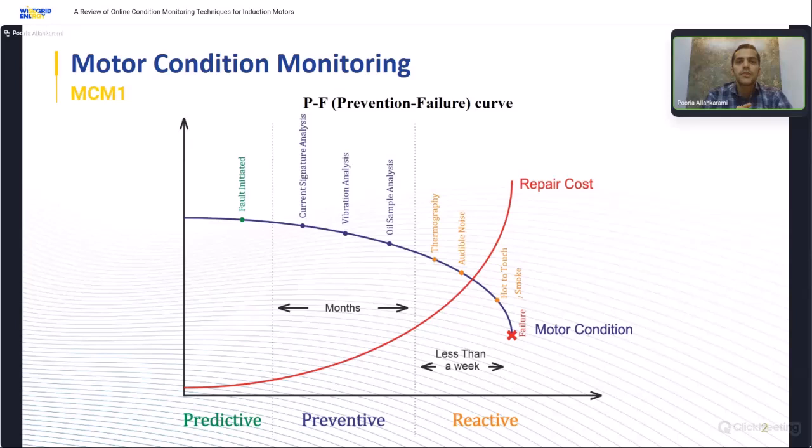The diagram shown here is known as a PF curve, the potential failure curve, and it illustrates the dependence of monitoring methods on how early a motor fault can be detected in time. In the following slide, I will give you the advantages and disadvantages of every method.